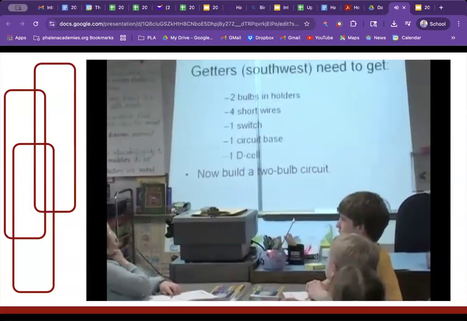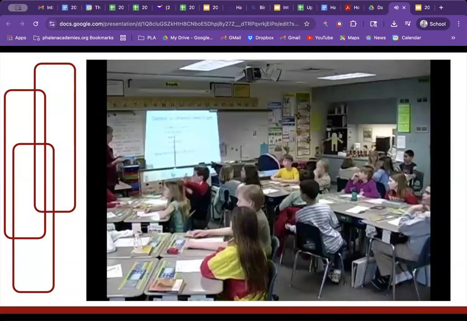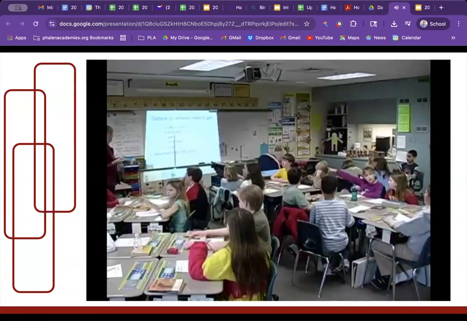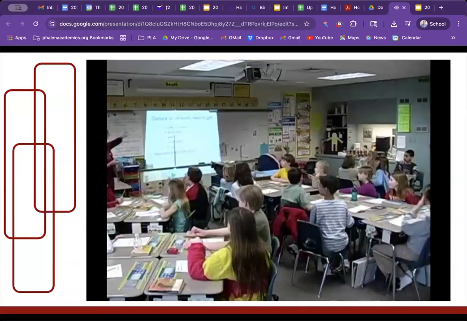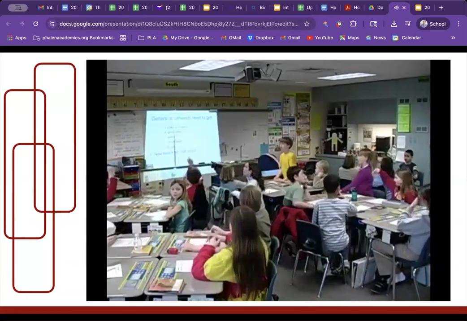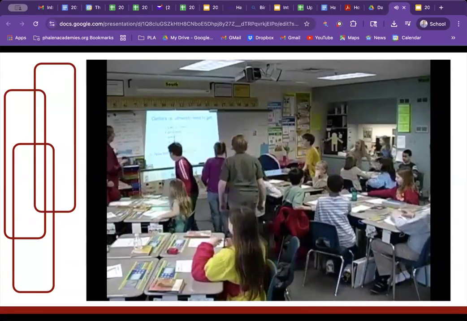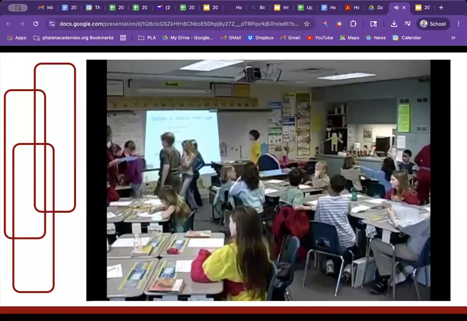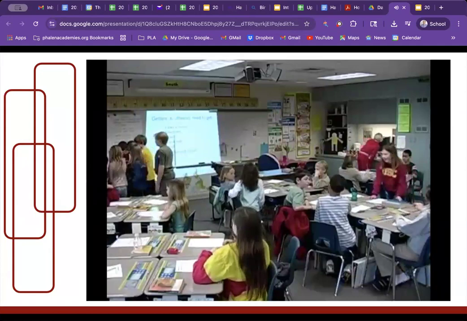If you're a getter, where are you sitting? No, right here. No, I'm the secretary. These are getters. Northeast, Southwest. Where is Southwest? Oh, there you are, exactly right. Southwest getters, would you come and get the materials for your group? You can check. When you get the materials at your group, I want you to build a 2-bulb circuit.